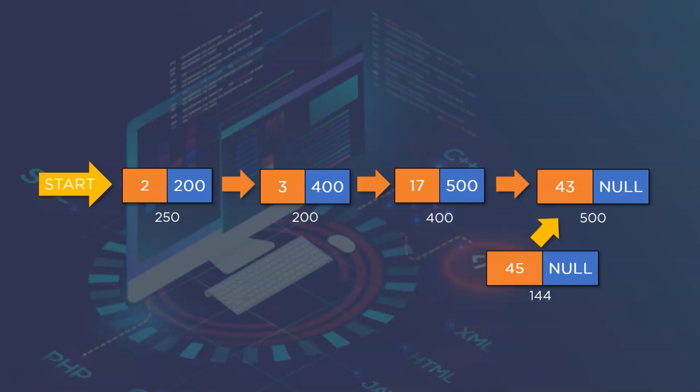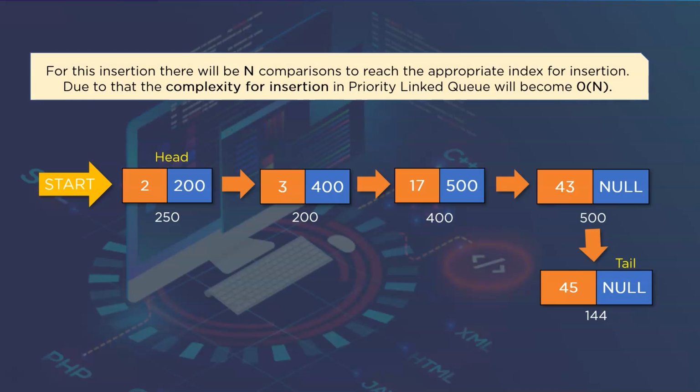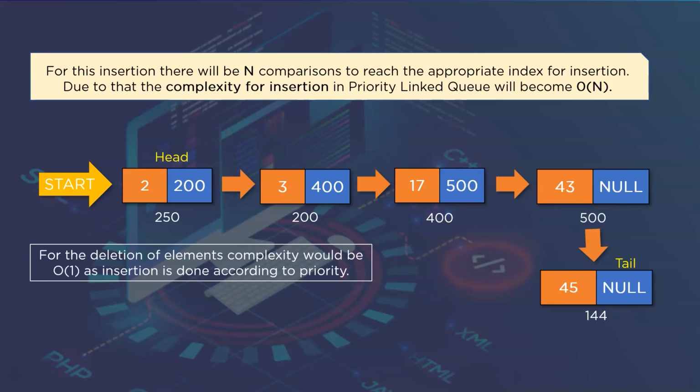Now finally, our temporary pointer has arrived at the tail node consisting of element 43. Again, in this case, the element 45 is larger than 43, thus the new node will be inserted after the node containing data element 43. From this specific example of insertion into a priority queue, we can clearly see that there are n comparisons leading to the time complexity big O of n, whereas the complexity of deletion remains constant, that is big O of 1.